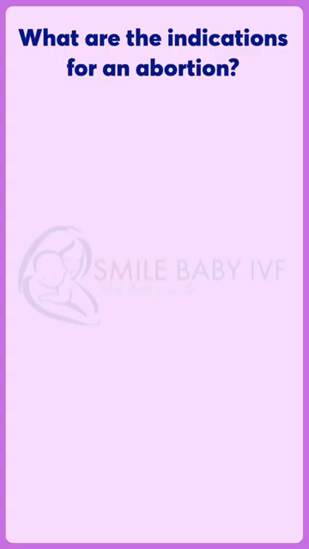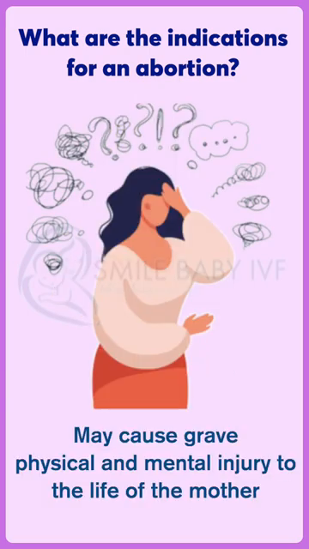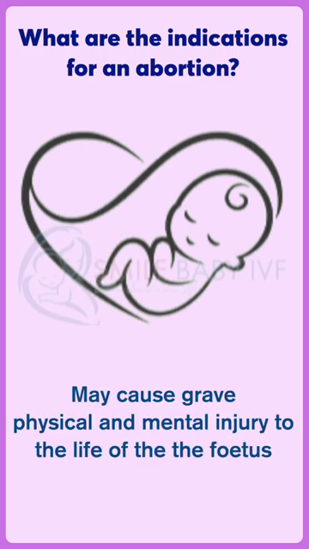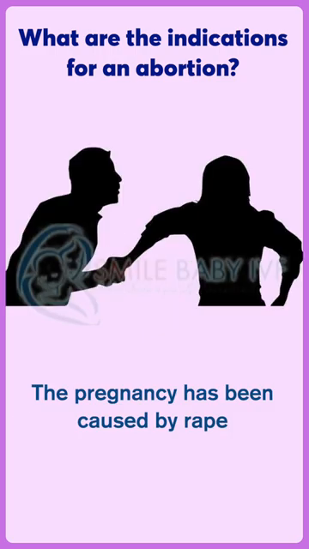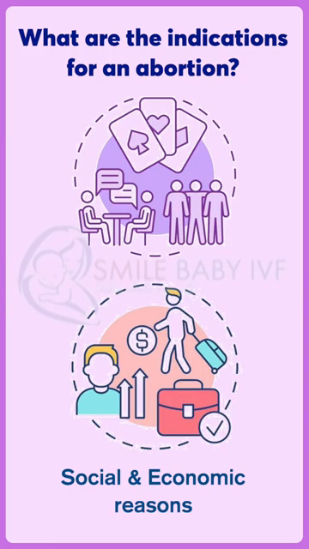So what are the indications for an abortion? So in India, an abortion may be allowed if the pregnancy is constituting a grave risk to the life of the mother or of the fetus, and it may cause grave physical and mental injury to the life of the mother, or if it may cause grave physical and mental injury to the life of the fetus, if the pregnancy has been caused by rape, failure of contraception, or for social reasons where due to economic reasons they may not afford to carry on a pregnancy.